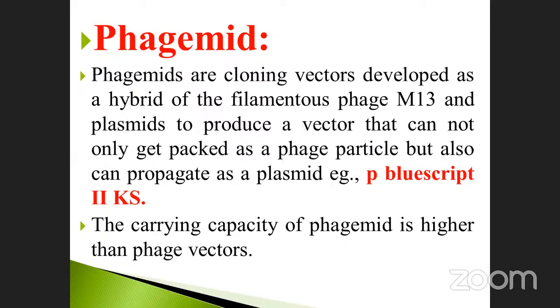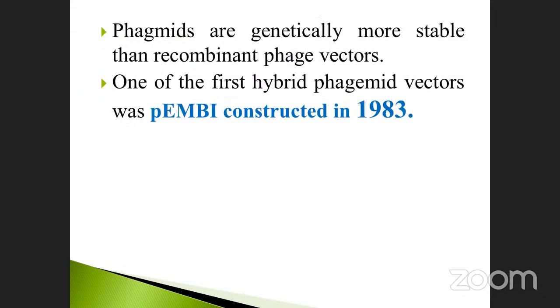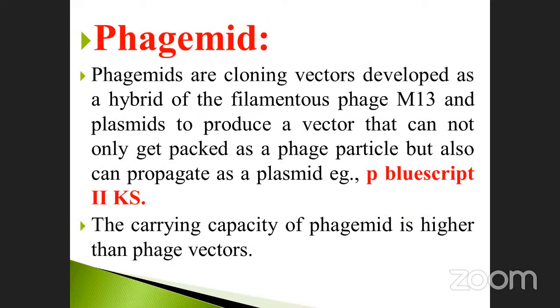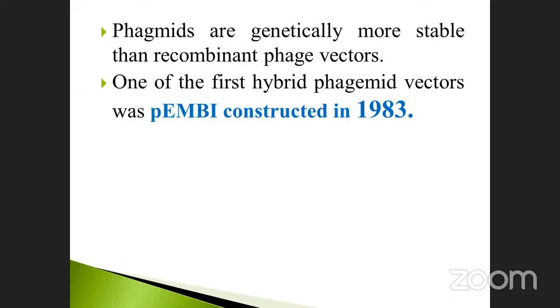The filamentous phage is M13. The example is Bluescript, a plasmid, Bluescript II KS. Already we saw that. Which one is the example? See that one, pEMBL. This is also another one, and this one is Bluescript II KS. But here they have given another example, because it was the first one discovered or produced in the laboratory. pEMBL was constructed in the year 1983.